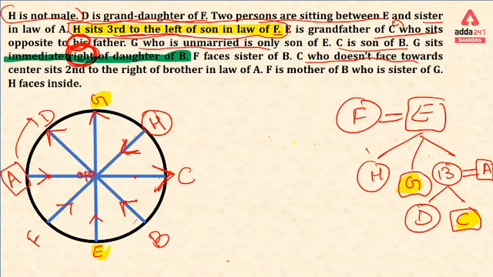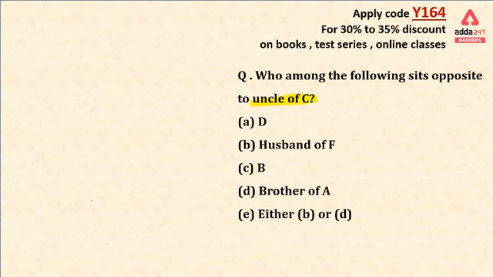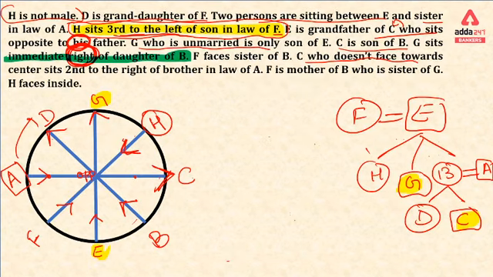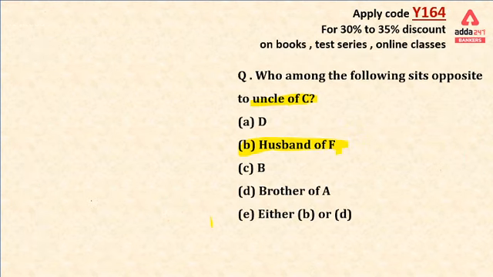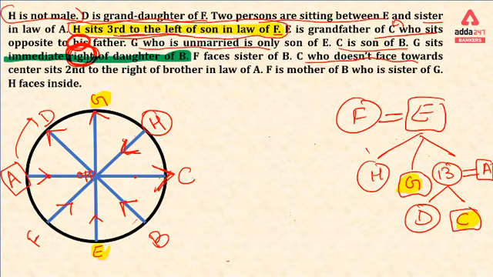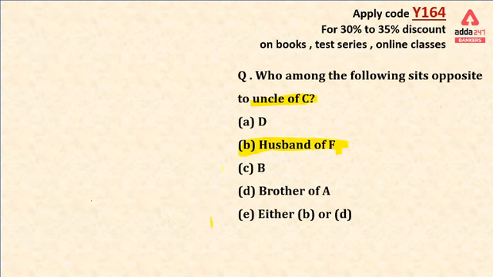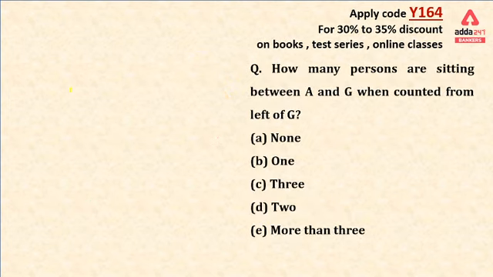Or we can say that E is the husband of F, or a brother of A, we can say that, or a brother of... no, not that. E is the husband of F is the only right answer. So we go with only option B, not E. Only option B will be the right answer for this question. I write it here, B is the right answer.